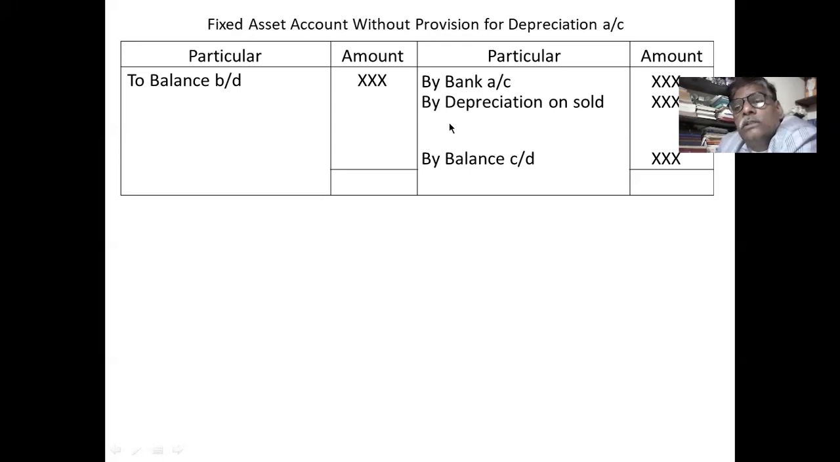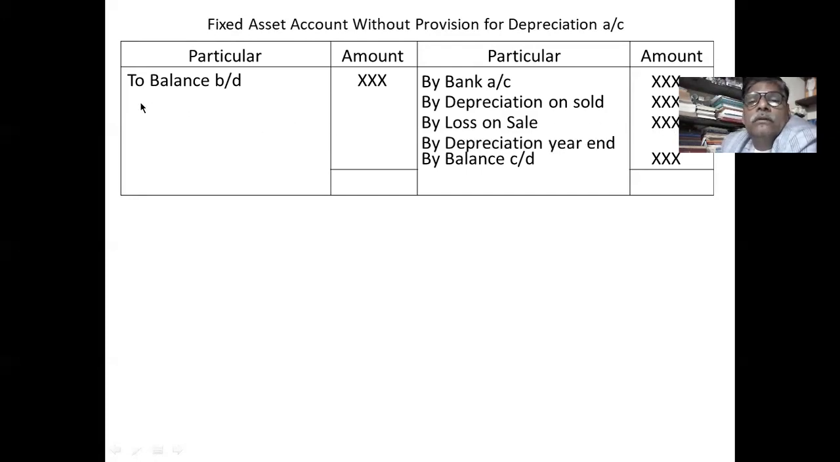If there is a loss on sale of that asset, then record the loss on sale here only. If there is a profit on sale of the asset, you write it on the debit side. And then you write the depreciation for the year. Current year depreciation you write. Okay. If you write the current year depreciation, the part completes.